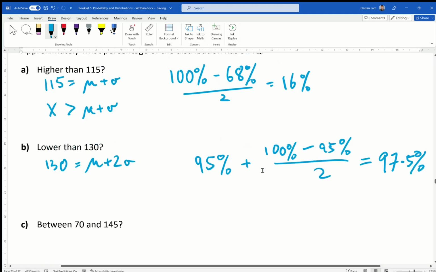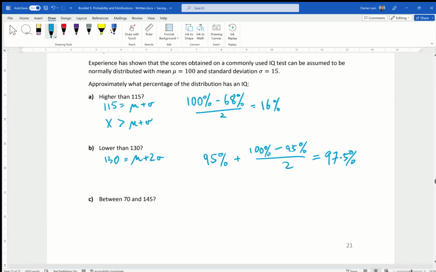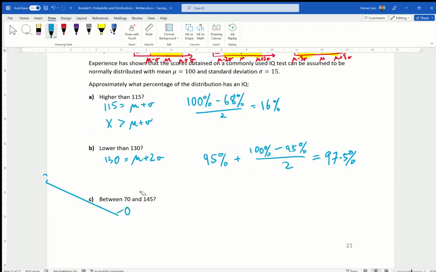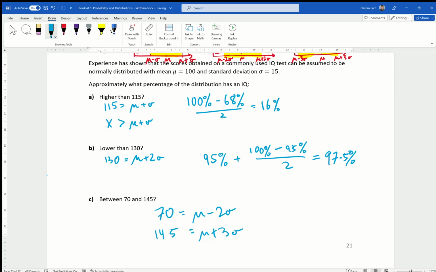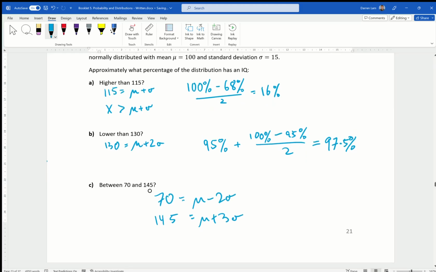Any questions? Okay, between 70 and 145, so that's going to be 70, which equals our mu minus 2 sigma, and 145, which equals mu plus 3 sigma. All of a sudden now we have a graph that is not symmetrical, right? Obviously one of them has 2 and one of them has 3, so I'm going to just go ahead and draw my graph.